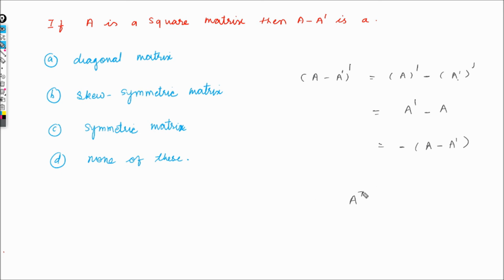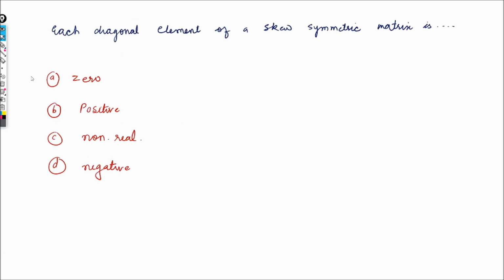So if the transpose of the given matrix is equal to minus A, it is a skew symmetric matrix. Suppose this is the matrix and its transpose, we are getting its opposite matrix here. Therefore, we can say that A minus A dash is a skew symmetric matrix. Each diagonal element of a skew symmetric matrix is zero.